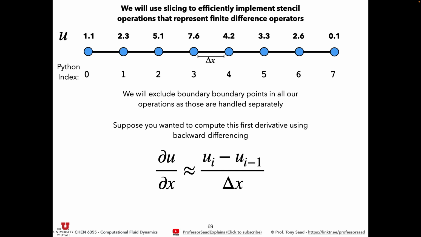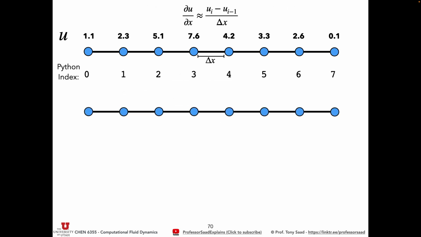At this point, this is going to be 2.3 minus 1.1 over delta x. At this point, it's 5.1 minus 2.3, and so on, right? This is just a backward differencing formula. Again, the boundary conditions are not affected by this, so we're not looking at the boundary conditions here. For the first point, you're combining these two, 2.3 minus 1.1 over delta x. That's the backward difference formula, u_i minus u_i minus 1 over delta x, agreed?